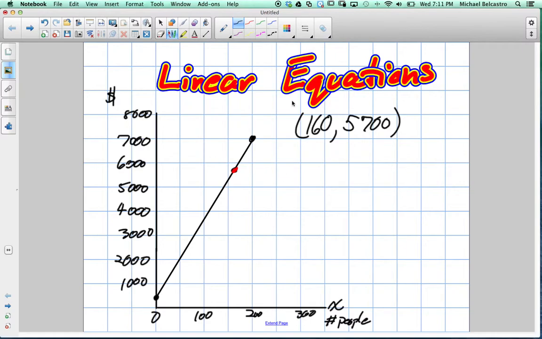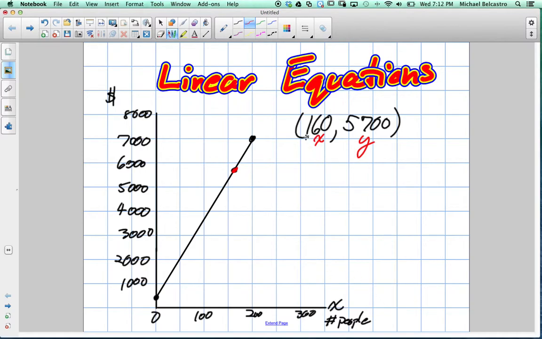They gave us one piece of information. They gave us what I'll say is a coordinate, and we'll talk about what that means. This first one represents which, an x or a y value? An x. Yeah, and what about the next one? Y. Yeah, so in this case, what is the x referring to? What is x measuring? The number of people.